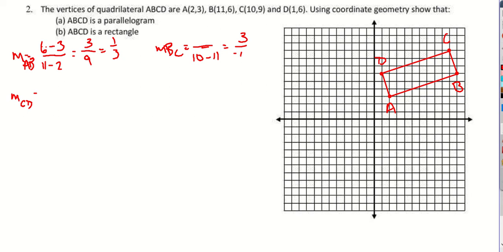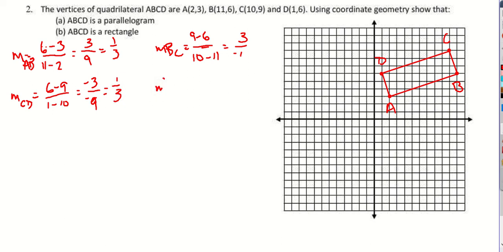BC should be 9 minus 6, right? 9 minus 6, 10 minus 11. And there we go. All right, so that's BC instead of CD. Now we're doing CD. So this should be 6 minus 9, right, over 1 minus 10. So this is negative 3 over negative 9, which comes out to be 1/3.